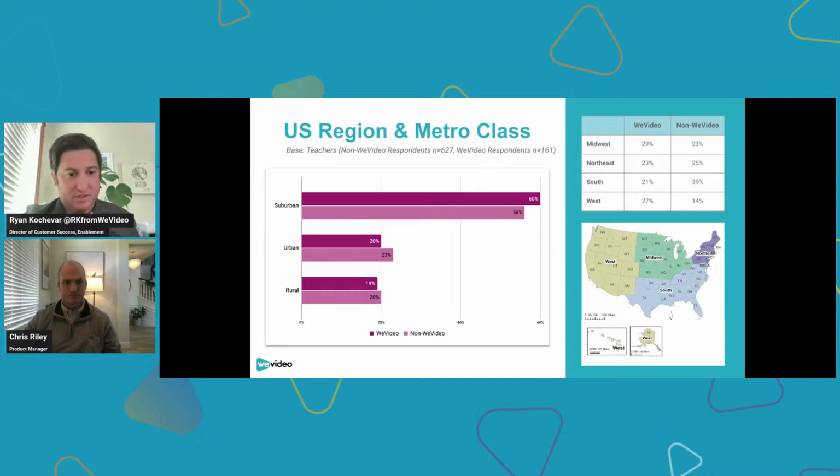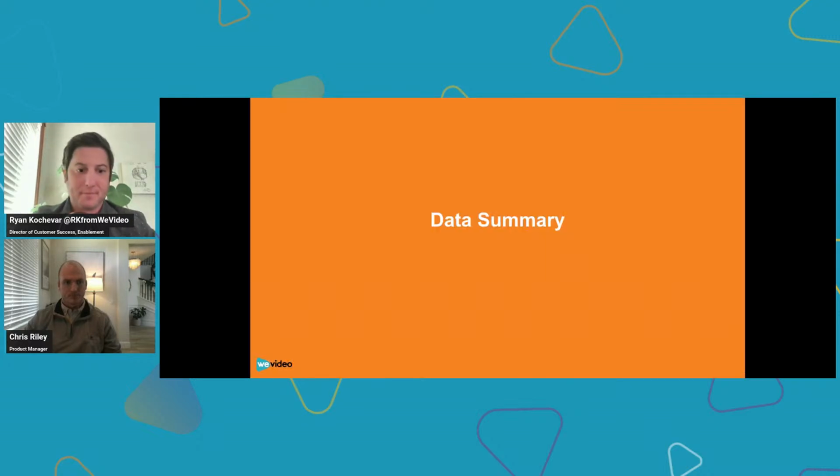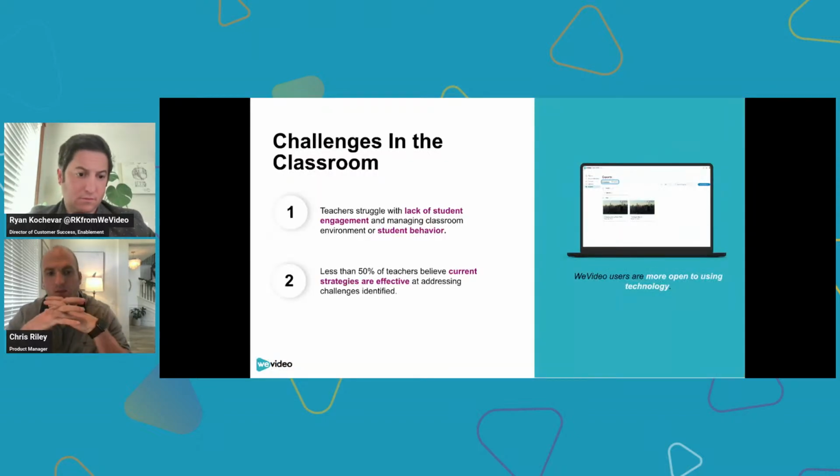So what did we get back from these folks that we went out with this survey? The biggest thing is that there were really two major challenges, and those were student engagement and discipline. You can kind of think of those as two sides of the same coin, but those were both identified as the major challenges that teachers across the board, both our WeVideo and non-WeVideo respondents, faced in the classroom: lack of student engagement or involvement and challenging student behavior.